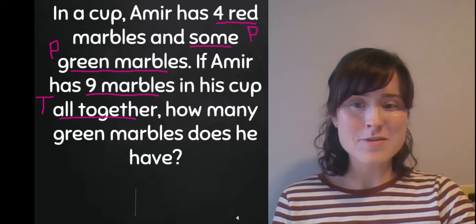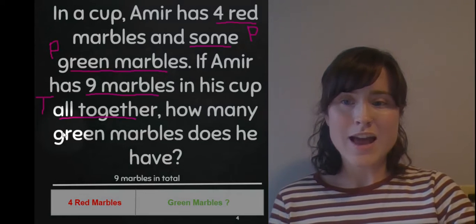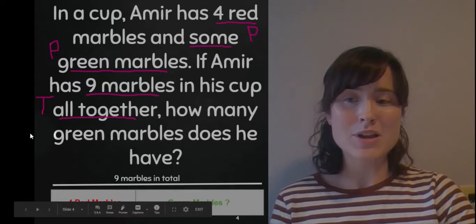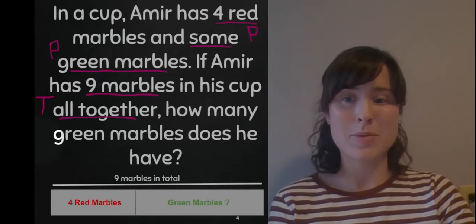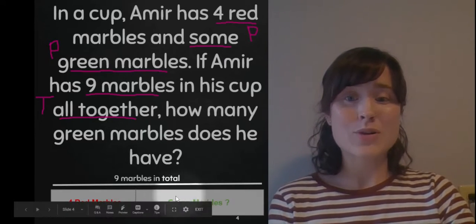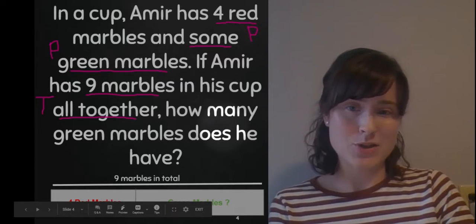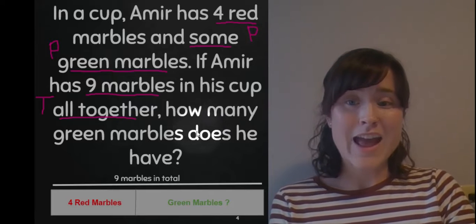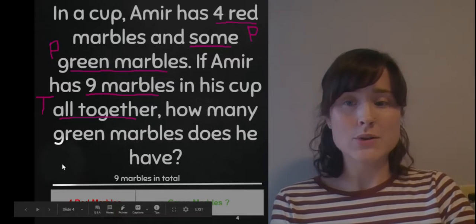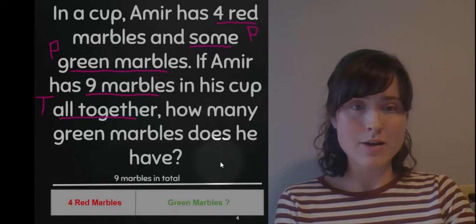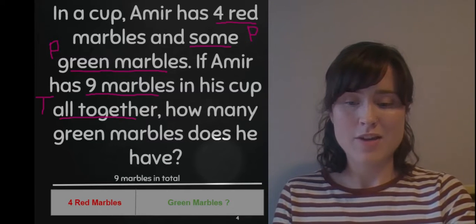Check out my bar model. I showed 4 red marbles. That's the part that Amir has already in his cup. Then green marbles, we don't know how many green marbles Amir has. So I put a question mark. And then he has 9 marbles in total. So that goes all the way across my bar model. Great job, mathematicians.